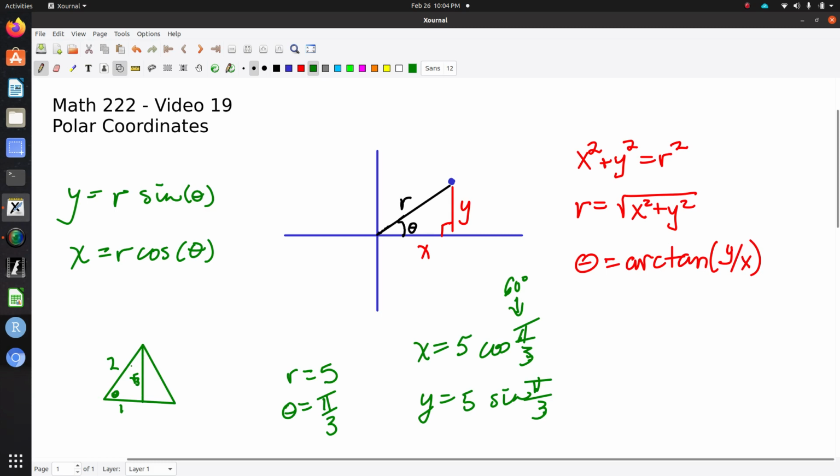Cosine is going to be x over r, which is 1/2, so you're going to get 5/2. I'm just ignoring this other half of the triangle, of the equilateral triangle. Sine is going to be y over r, which is square root of 3 over 2. There we go. So now I can get rid of this little triangle.